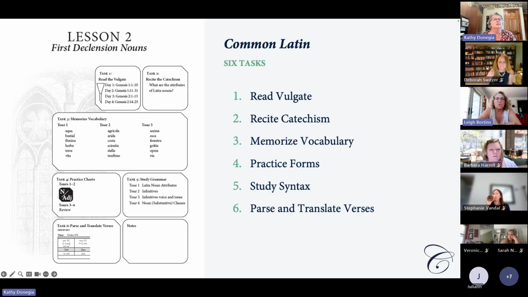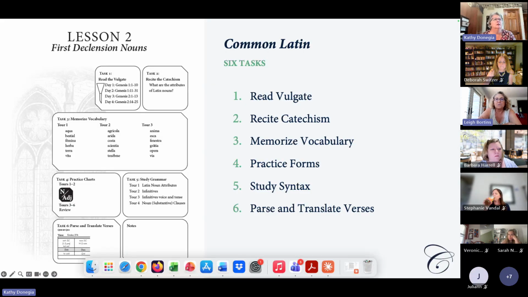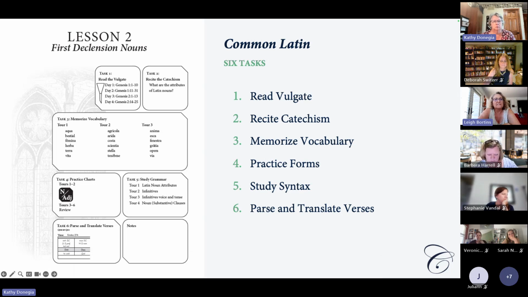So last week in episode 4, we talked about task 3, memorizing vocabulary. We made flashcards for the nouns and verbs in John 3:16, and Kathy walked us through the Latin flashcards. Show them the CC method: read it, flip it, say it, and keep working the stack until every card is on the table. But today we're going to move on to task 4, practice forms.